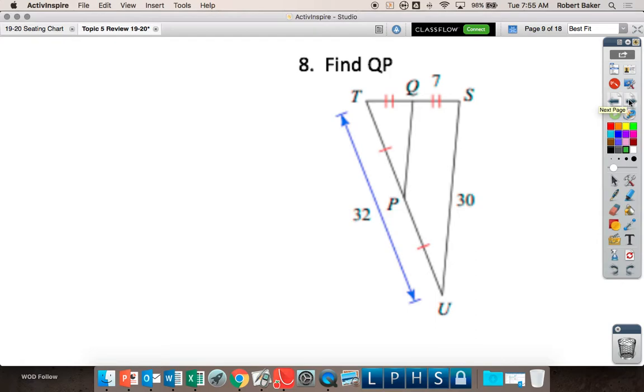Same thing here. It says, what is the length of QP? The length of this line right here. We don't know how long that is. But we do know that 2 times the mid-segment is equal to the length of the third side. Divide both sides by 2.